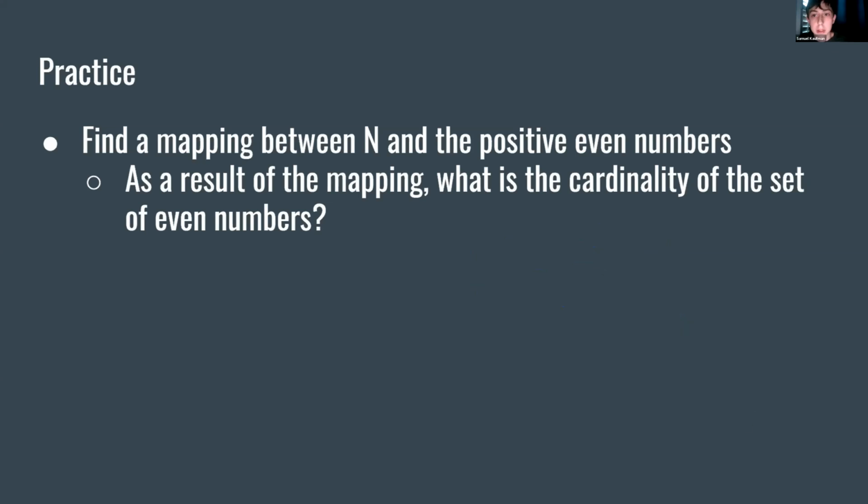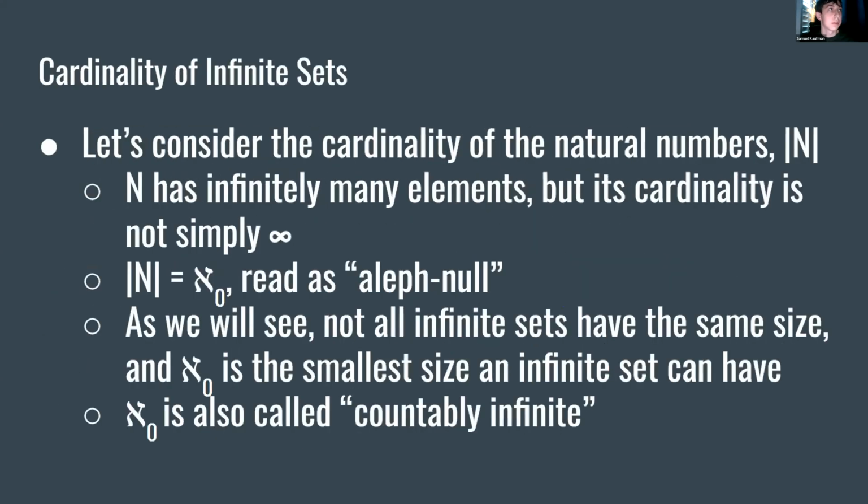Let's see, what is the next question? Oh, and here's the second part. As a result of this mapping, what is the cardinality of the set of even numbers? Because we showed that it has the same number of elements as the natural numbers, we know that it is countable, or it has a cardinality of Aleph null. Which, remember, we wrote like this with this Hebrew symbol Aleph.